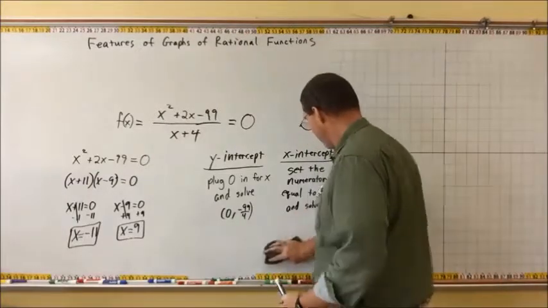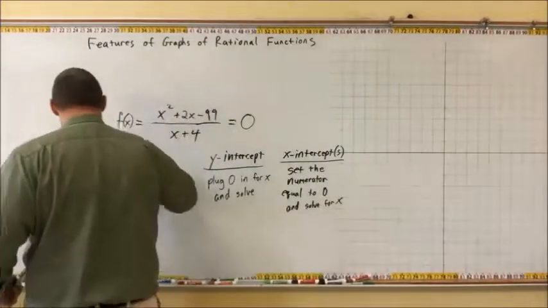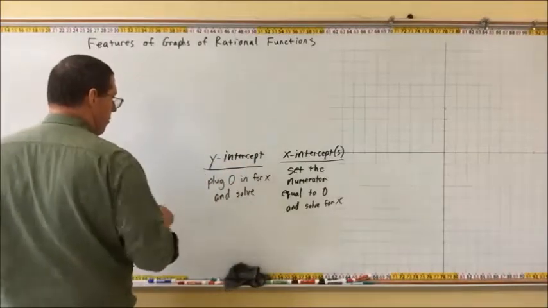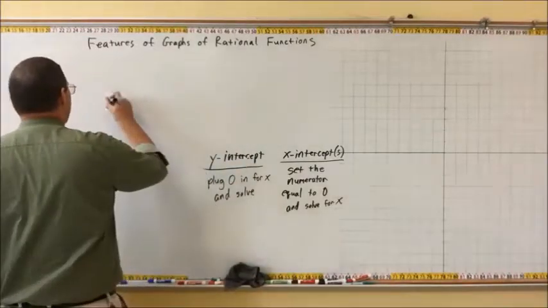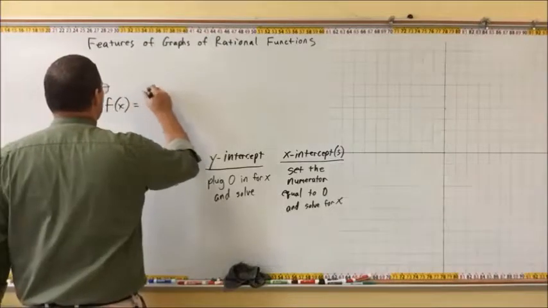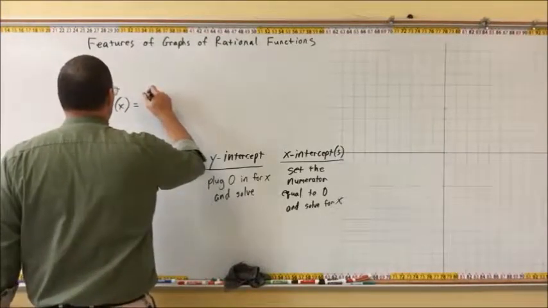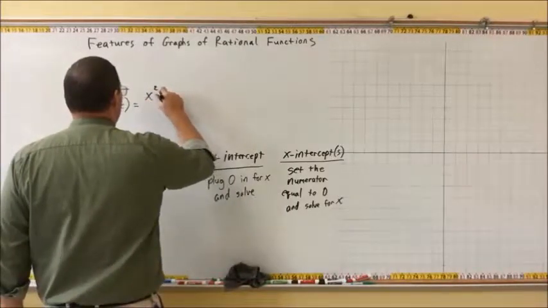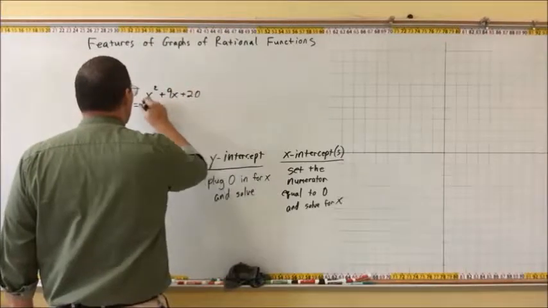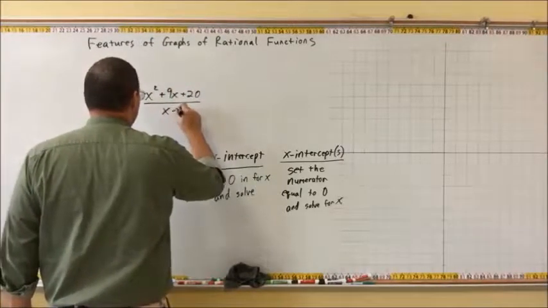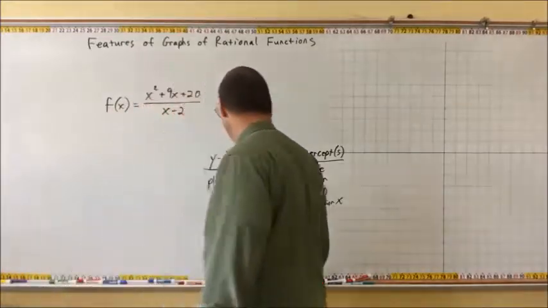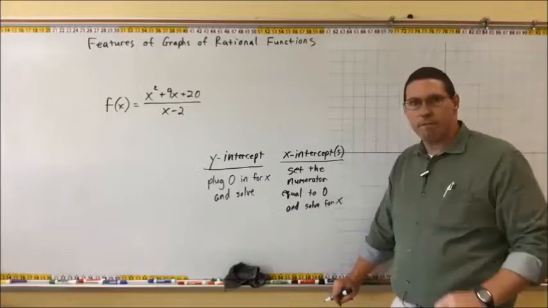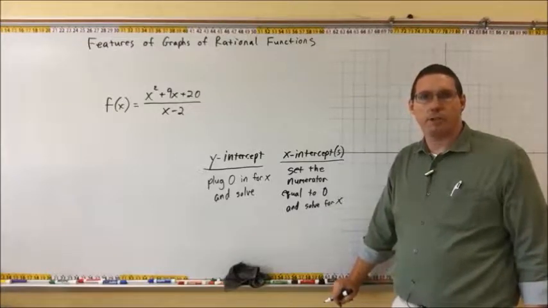I'll erase this, and I'll give you a new problem. And then you identify the y-intercept and the x-intercept. So let's say that we have f of x is equal to, make it another easy one, x squared plus 9x plus 20 over x minus 2. Okay? All right, go ahead and pause the video and identify the y-intercept and the x-intercepts of this rational function.